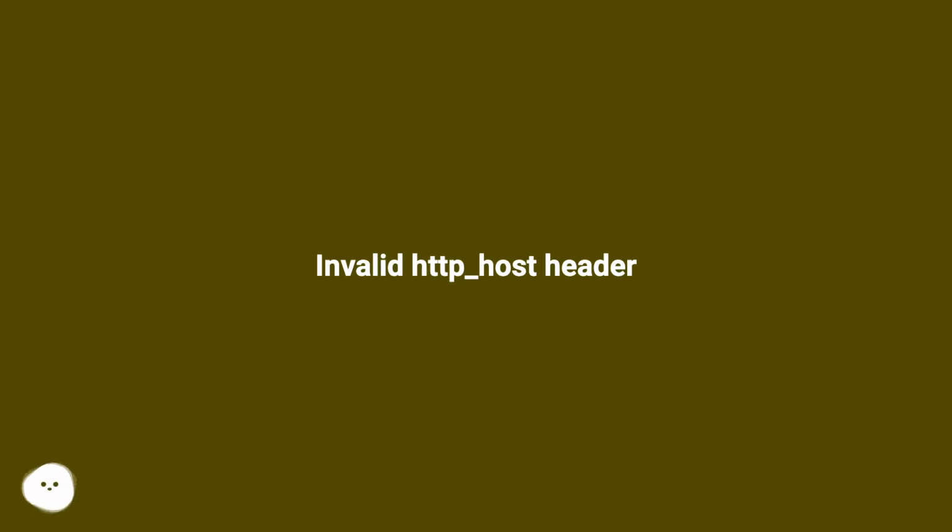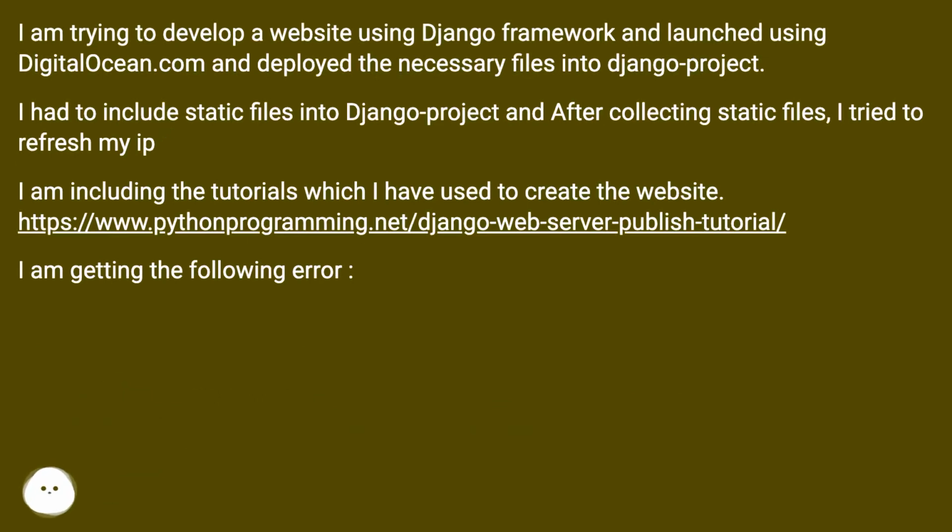Invalid HTTP_HOST header. I am trying to develop a website using the Django framework and launched it using digitalocean.com, and deployed the necessary files into the Django project. I had to include static files into the Django project, and after collecting static files, I tried to refresh my IP. I am including the tutorials which I have used to create the website. This URL. I am getting the following error.